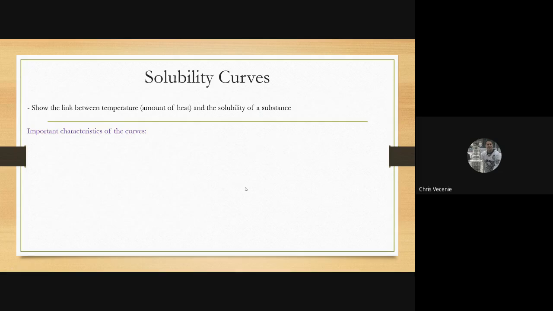The first is, what is a solubility curve? Solubility curves show the link between temperature, which is related to the amount of heat, and the solubility, how well it dissolves, of a substance. When you're looking at a solubility curve, there are three things that can be particularly useful.